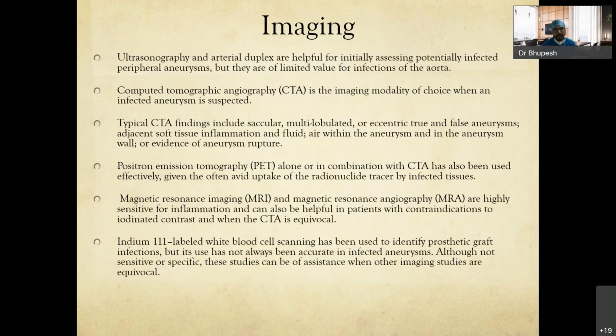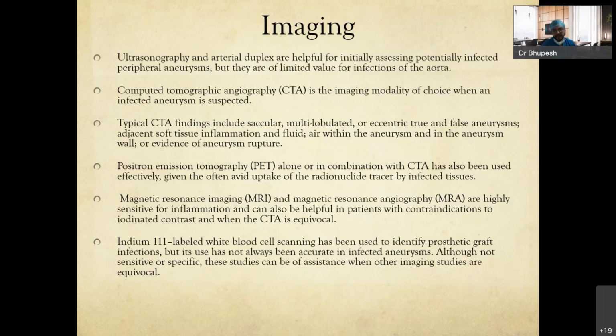Ultrasound duplex scan is limited only to peripheral aneurysms, and it has very limited diagnostic value in infective aneurysm of the aorta. For that we can do a computed tomography angiography. CTA is the modality of choice when an infective aneurysm is suspected. Typical CTA findings include saccular, multilobulated, or eccentric true or false aneurysm, adjacent soft tissue inflammation, fluid or air within the aneurysm or in the aneurysm wall, or evidence of aneurysm rupture.